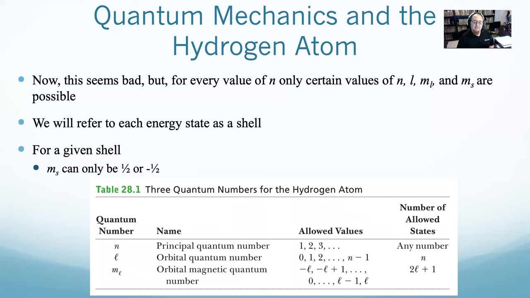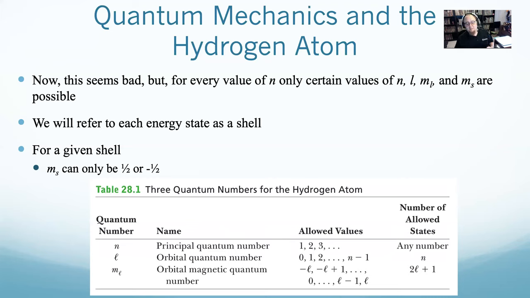L can be any value between 0 and n minus 1, which means in the first energy level, L equals 0. In the second energy level, L can be 0 or 1. In the third energy level, it could be 0, 1, or 2. In the fourth, it could be 0, 1, 2, 3. And so for any energy level, you will have a number of orbital quantum numbers equal to whatever the energy level was. And all of those states are allowed. All of those subbands will exist. And the electrons will fill these various subbands.